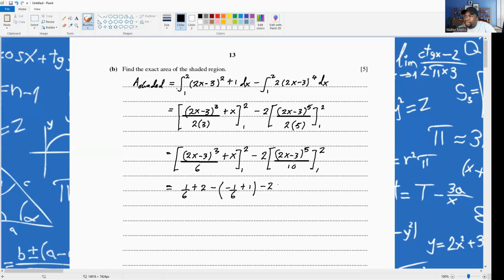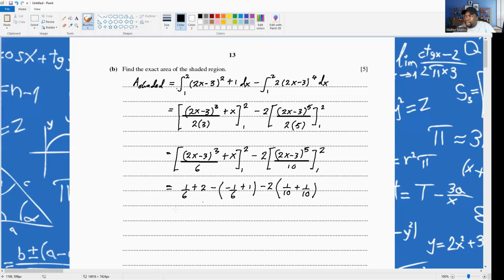So we have a 2 here, and substituting 2 for x inside the bracket, we'll be having 2 times 2, which is 4, and 4 minus 3, that's 1. 1 to the power of 5 is 1, so 1 over 10. And that's going to be minus. Now we're substituting 1. And 2 of 1 is 2. 2 minus 3 is minus 1. Minus 1 to the 5 is minus 1. So we get minus a tenth. So minus of minus a tenth is as good as plus a tenth.